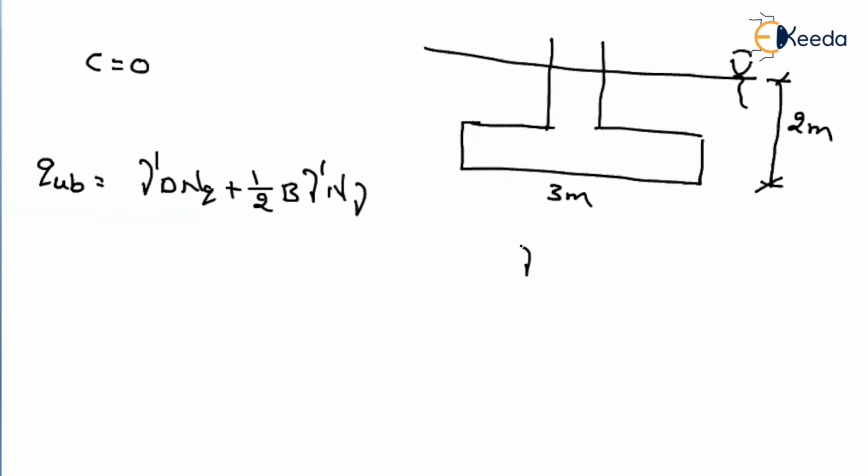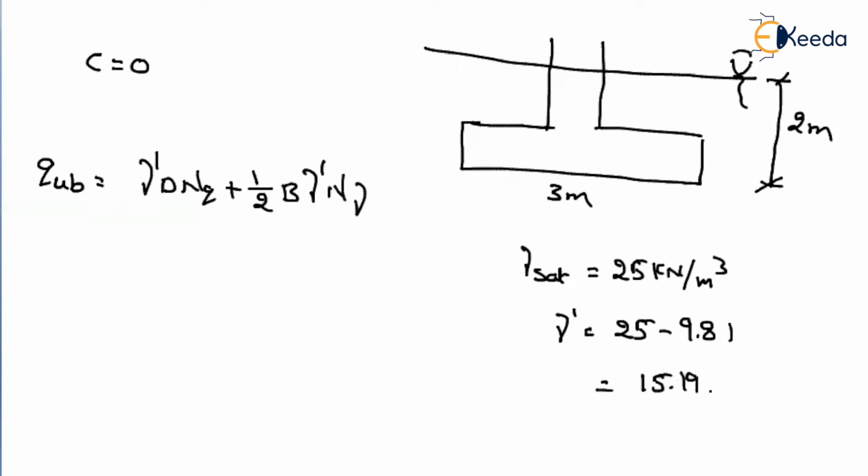Gamma saturation is given as 25 kilonewton per meter cube. From this, the submerged density is 25 minus 9.81, so we will get around 15.19 kilonewton per meter cube. This is the submerged unit weight. That's it, substitute in the equation.